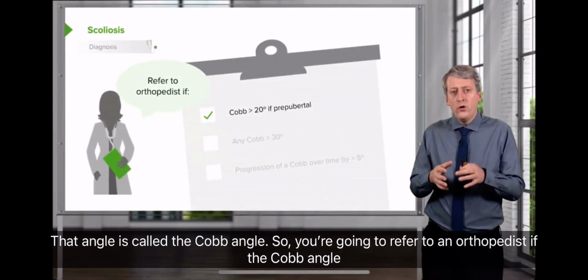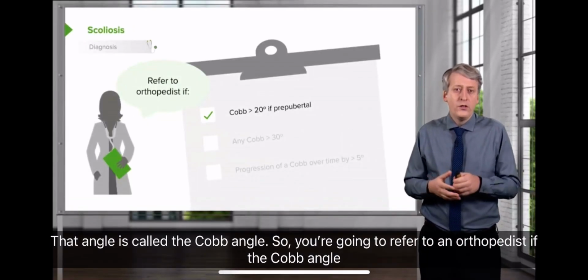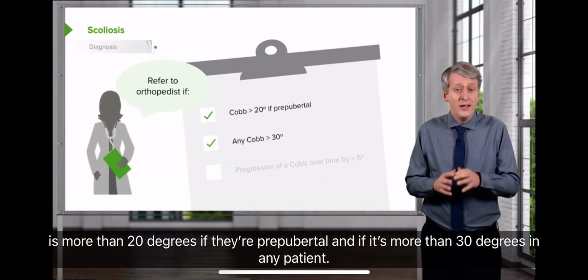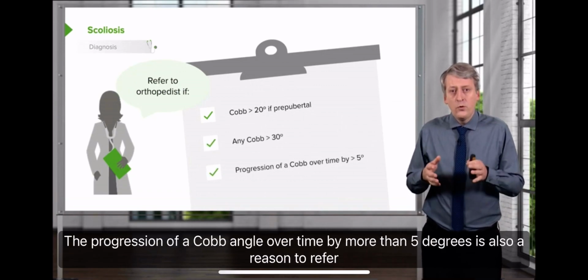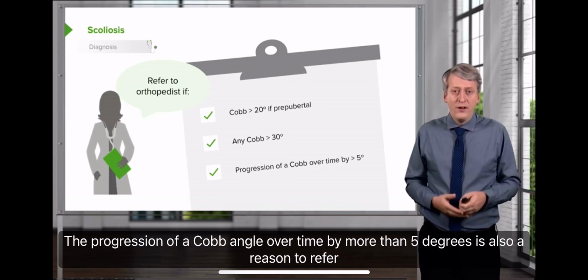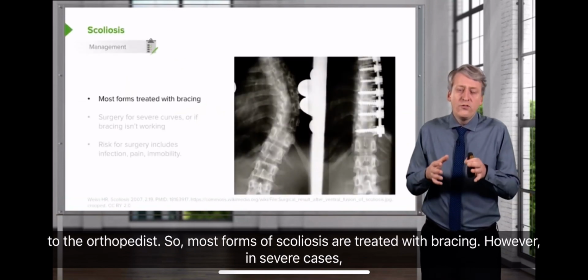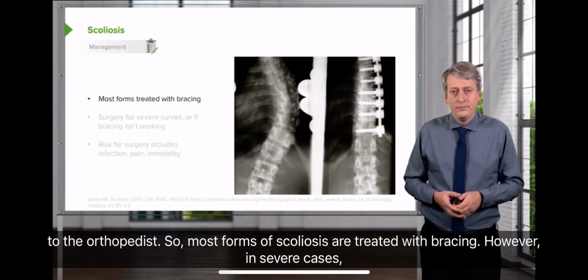So you're going to refer to an orthopedist if the Cobb angle is more than 20 degrees, if they're prepubertal, and if it's more than 30 degrees in any patient. The progression of a Cobb angle over time by more than 5 degrees is also a reason to refer to the orthopedist. So most forms of scoliosis are treated with bracing.